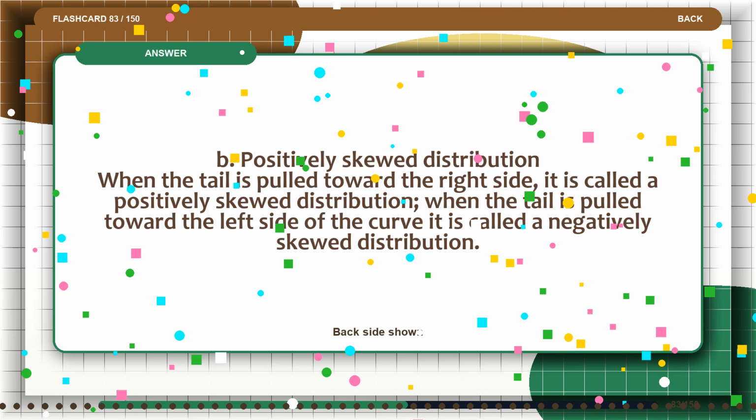The answer is B. Positively skewed distribution. When the tail is pulled toward the right side, it is called a positively skewed distribution. When the tail is pulled toward the left side of the curve, it is called a negatively skewed distribution.